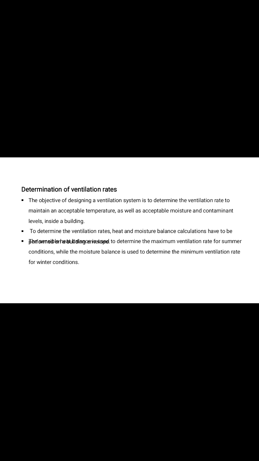So today we'll discuss the sensible heat balance for determination of maximum ventilation rate for summer conditions. This is the heat balance equation for determination of maximum ventilation rate. The figure shows the sensible heat balance in an animal house. There are a number of sources of heat: lights, motors, heaters, inlets of ventilation, fluids, waters. Also, there are a number of heat loss sources from animals.